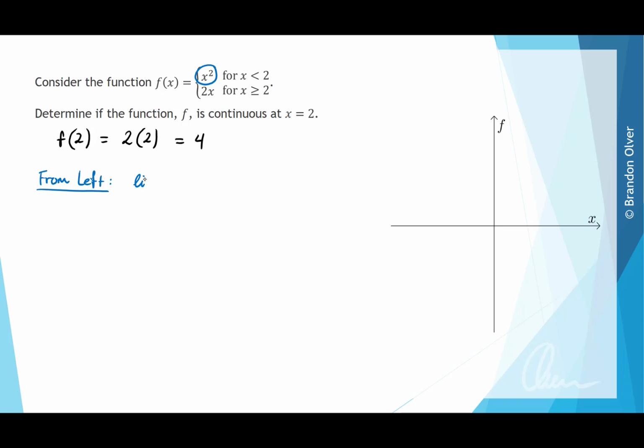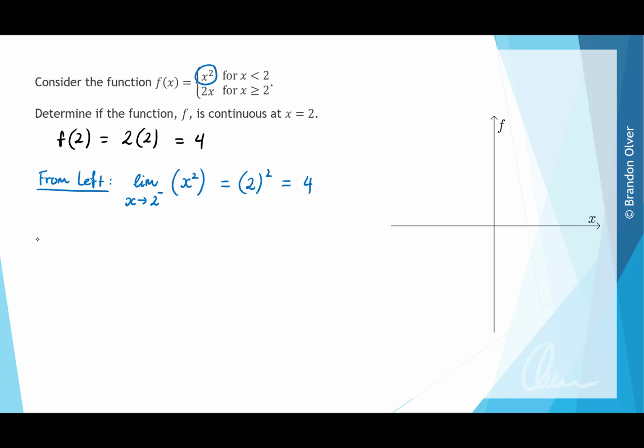So we can write this as the limit as x approaches 2 from the left, has a little negative symbol up here, and that is going to have the rule x squared over that subdomain, and substituting 2 into that will give us 2 to the power of 2, which equals 4.